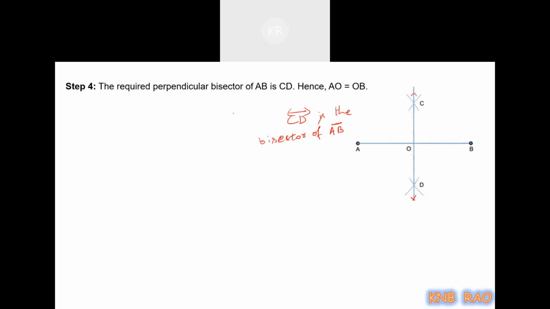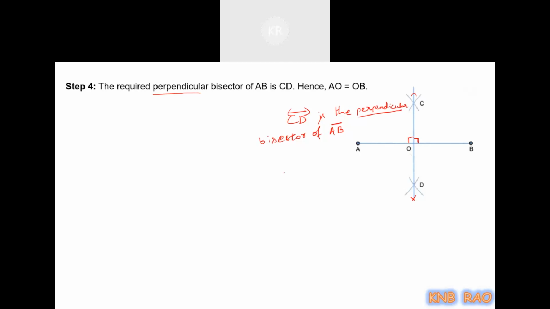And how can I say this is perpendicular? How can I say this is a perpendicular bisector? Now watch the angle. Sir, because it is having a 90-degree angle. Yes, that's why it is the perpendicular bisector. Clear? Because of this right angle. Okay, how do we write this? This is in written language.